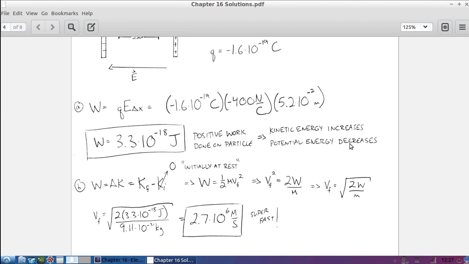It's starting from rest, it has an initial electric potential, and then it's got a final kinetic energy at some point later. So the total work done is a very small amount of work. It's a strong E field, but it's a very, very small charged particle. It's a single electron. So the work done is 3.3 times 10 to the negative 18 joules. Positive work, potential energy decreases, kinetic energy increases.